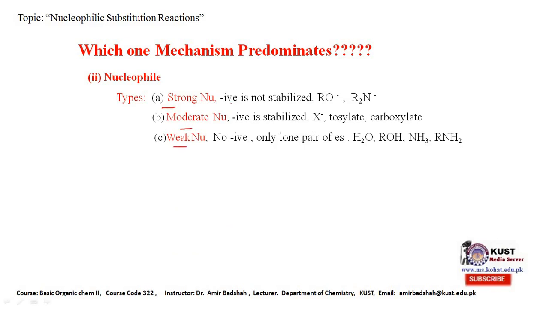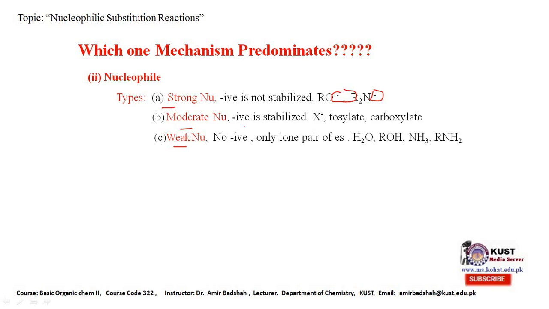In strong nucleophiles, how will we know that a nucleophile is strong? If a nucleophile has a negative charge and the negative charge is not stabilized, then such a nucleophile is considered a strong nucleophile. For example, in case of alkoxide ions and the amide ion, here the negative charge is concentrated only on oxygen, and here the negative charge is concentrated only on nitrogen. So these are strong nucleophiles.